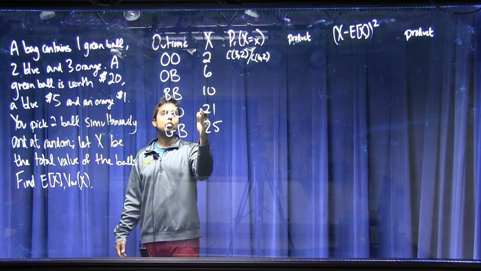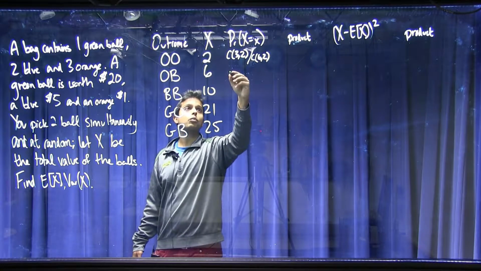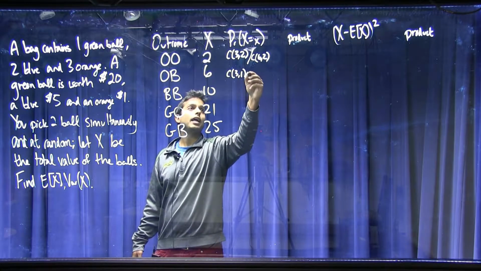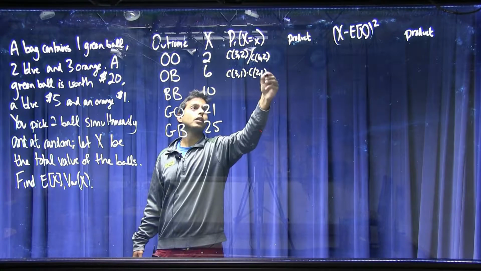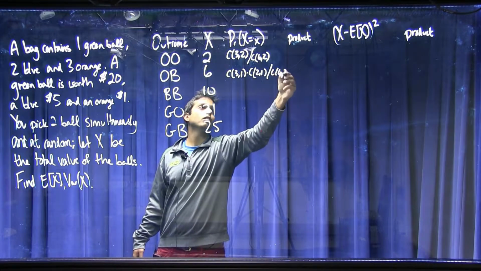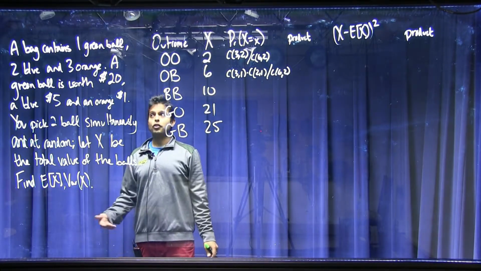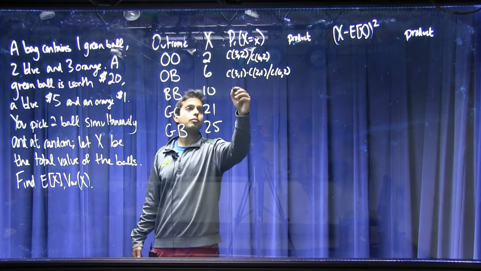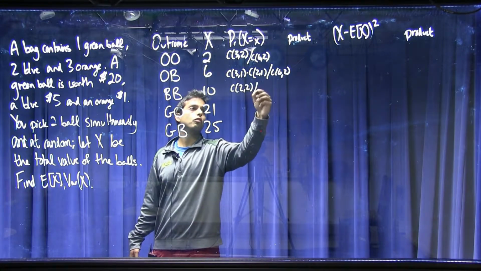If we get an orange and a blue, then from the oranges I need 1, and from the blues I need 1. And then the denominator is the same thing. Similarly for two blues, well, from the blues I need both of them. So C(2,2) over C(6,2).